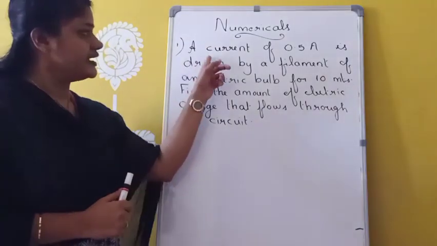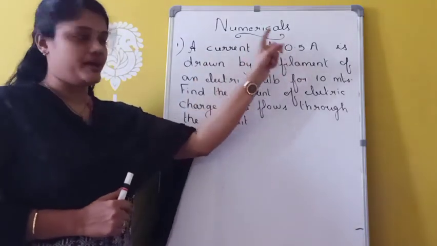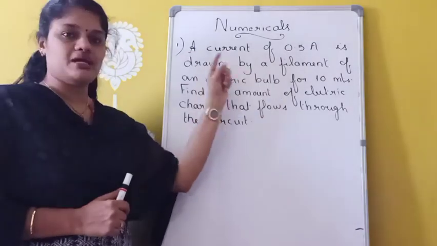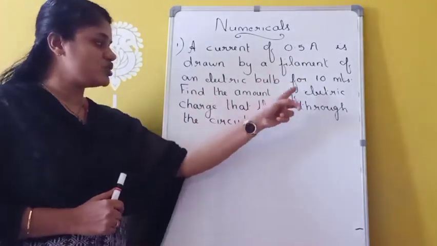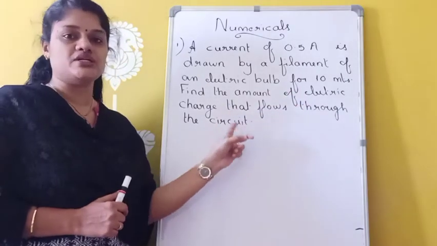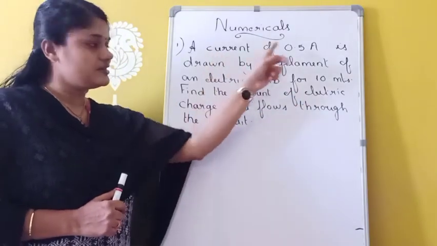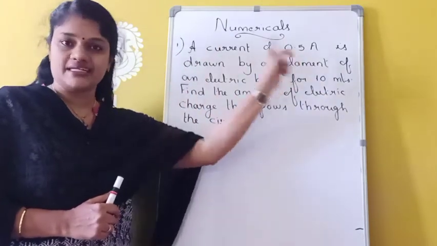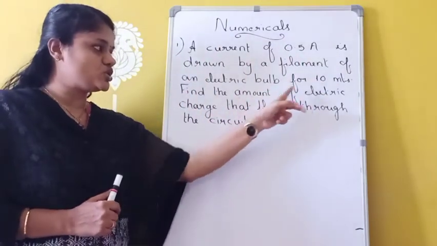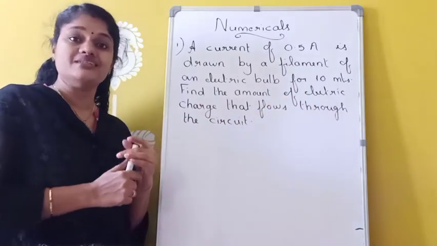First one, a current of 0.5 ampere is drawn by a filament of an electric bulb for 10 minutes. Find the amount of electric charge that flows through the circuit. So current is given here and time is also given as 10 minutes. So we have to find the amount of electric charge. That means we have to find the charge.